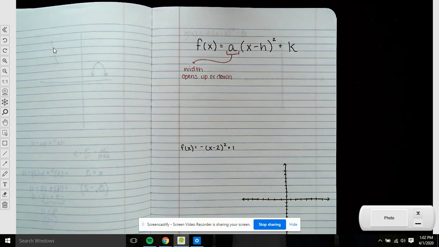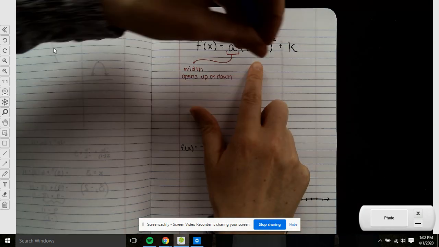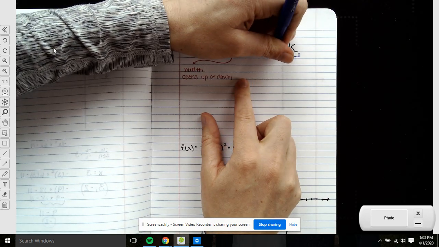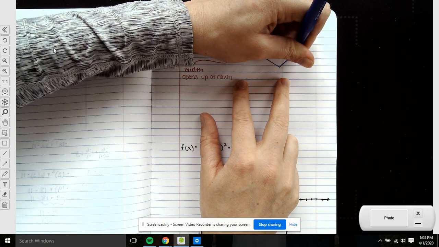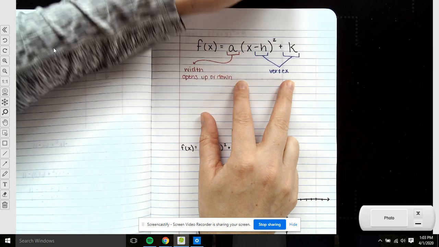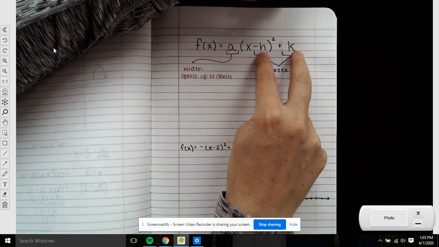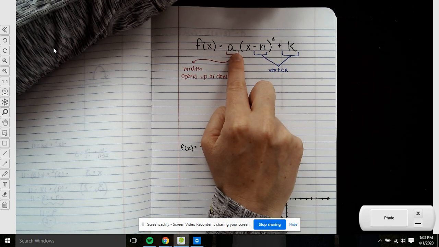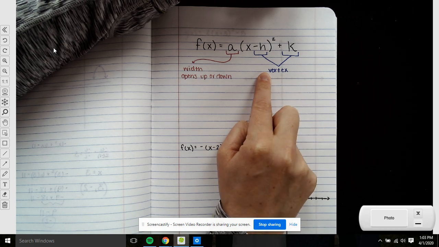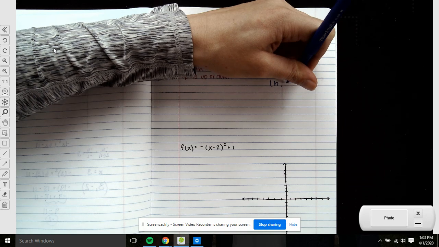Now H and K are great, and this is actually why it's called vertex form, because the value of H and the value of K tell you your vertex. So the benefit of having something written in vertex form is that you can immediately see the vertex and you can see if it's going to open up or down. So that'll tell you if that vertex is going to be a maximum or a minimum. So the vertex is going to be H, comma K.